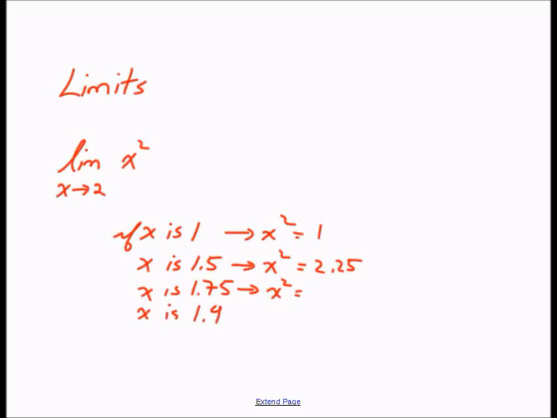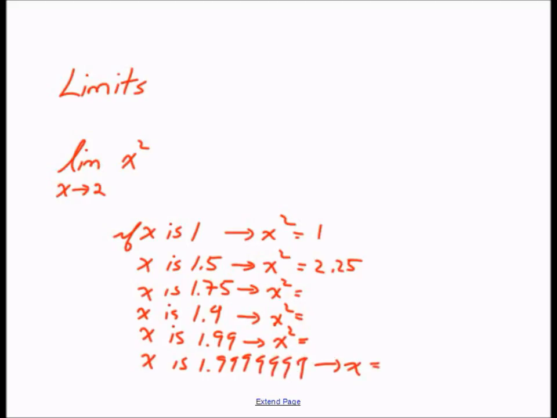If x is 1.9, x squared equals a certain number. If x is 1.99, x squared equals a certain number. If x is 1.9999999, x squared will equal a certain number. Now we're thinking about the limit as x approaches 2. As we come down this way, we're approaching 2. 1.9999999 is very, very close to 2. And so x squared is going to be very close to 4.